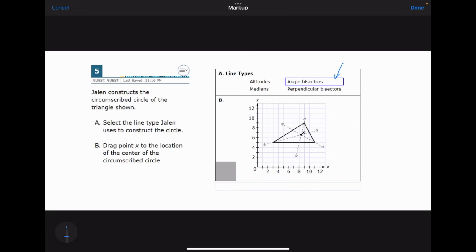And then they ask us to drag point X to that location, and the location of the center of the circle is where all of those angle bisectors meet in the center of the shape. So again, question number 5, more or less just a memorization question. You have to know that your angle bisectors allow you to draw that circumscribed circle interior to the triangle. On to question 6.